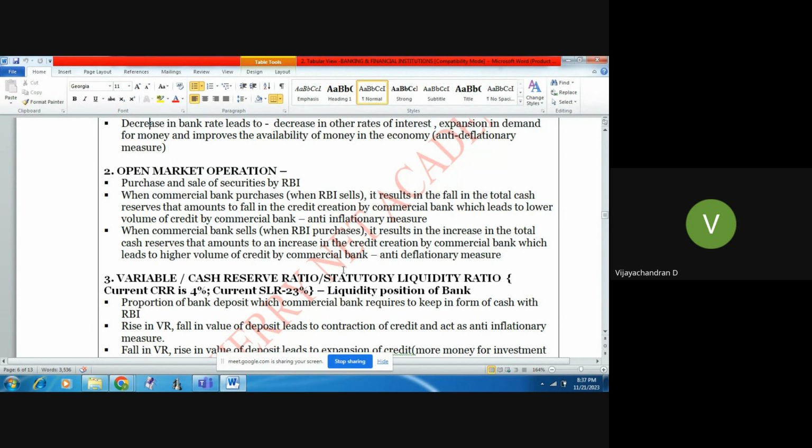So what the RBI will do is issue bills and securities. They are highly secure and very safe, so you will be ready to buy the securities. All the money in your cash box will be converted into bonds, so there will be no money circulation. So during inflation, the money circulation will be checked with the help of open market operation.